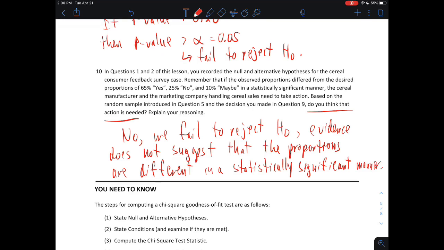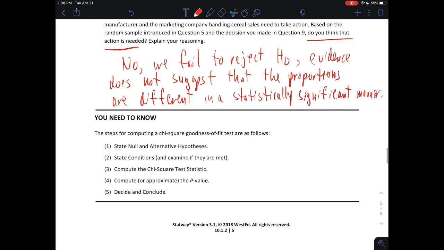So here's the steps for what we just did in this goodness of fit test. Similar to what we've seen with hypothesis tests, state the null and alternative hypotheses, state the conditions and examine if they are met, compute the chi-square test statistic, compute or approximate the p-value, and then finally decide and conclude.